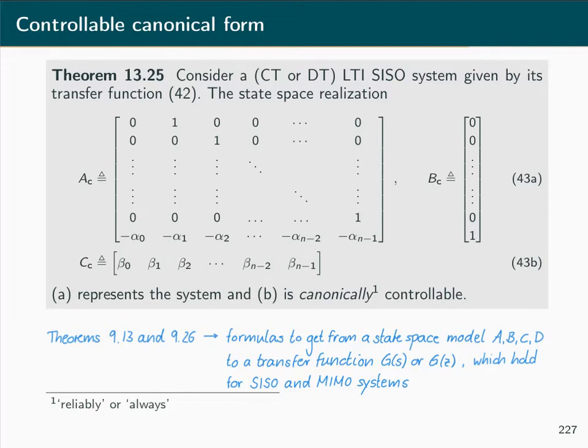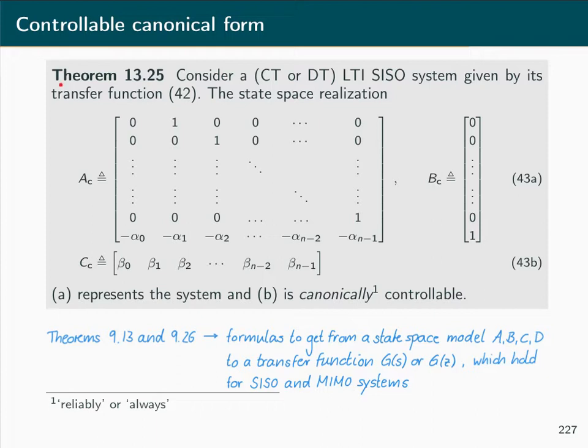Now, the purpose of theorem 13.25 is to do the opposite. So we are given a transfer function and we want to find a corresponding state space model, meaning matrices A, B, C, and D. When doing this, we have to acknowledge two things. First of all, going from a transfer function to a state space model only works for the single input, single output case. And second of all, the state space model that corresponds to a transfer function is not unique.